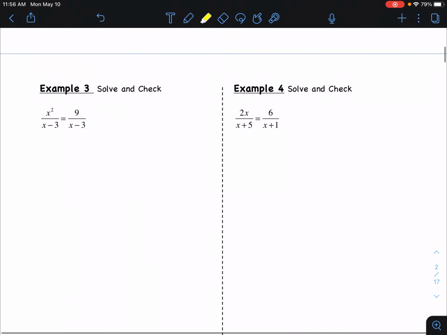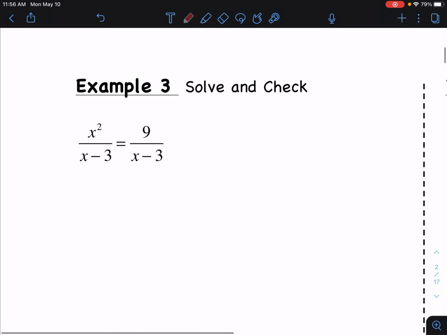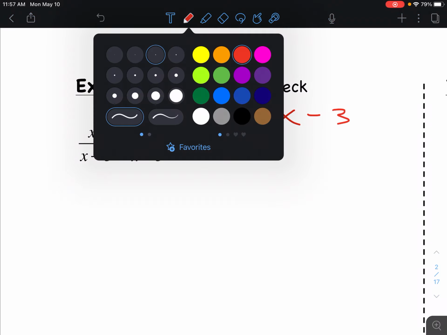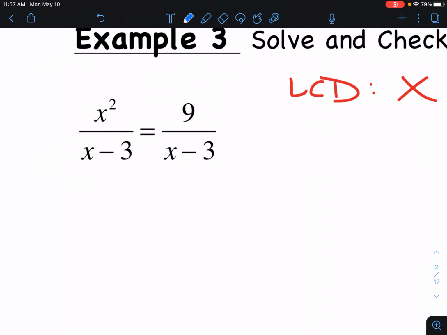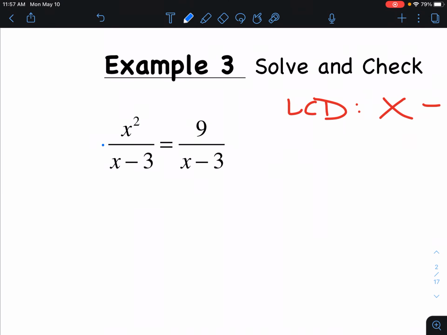Okay, let's try another one. Example 3. Again, we have fractions. The LCD in this problem is actually x minus 3. If they're both x minus 3, your LCD is x minus 3. So we're going to multiply both fractions by x minus 3.